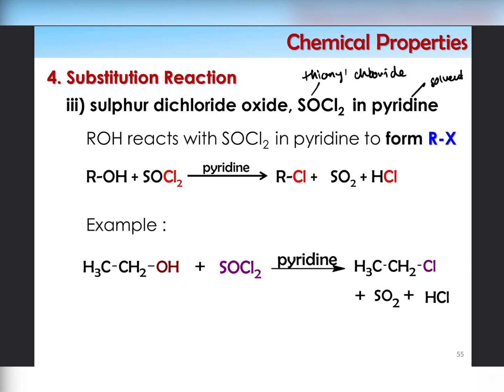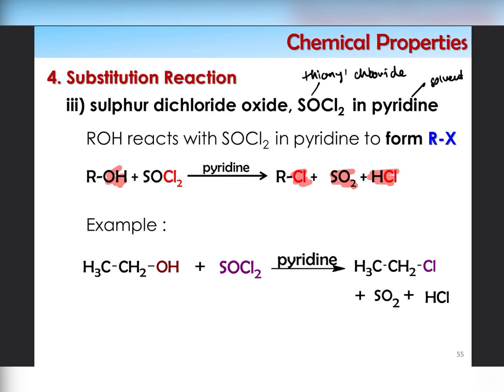And when you write the reaction, okay, tulis alcohol react with SOCl2 and pyridine ni di atas arrow. Okay, so you will get ini haloalkane. Sama juga, Cl ganti dekat position OH di sini. And you will get your side product SO2 and HCl. So, mesti hafal dia punya side product.